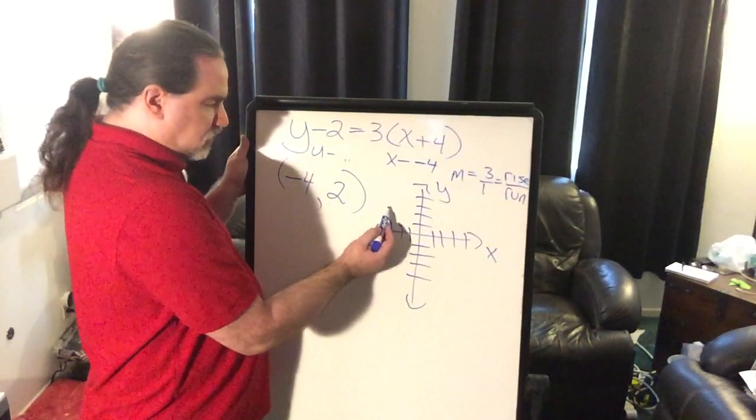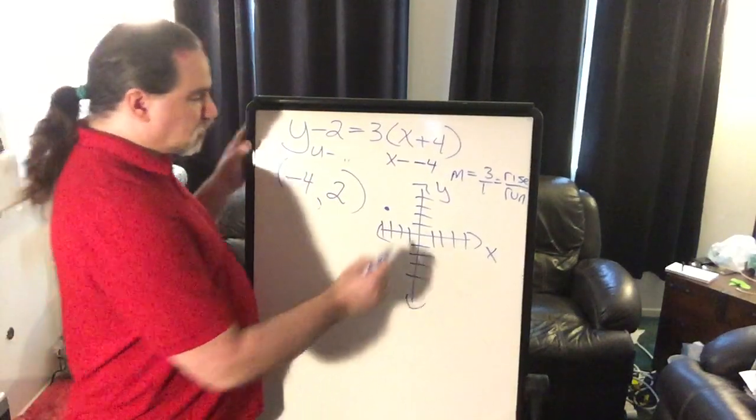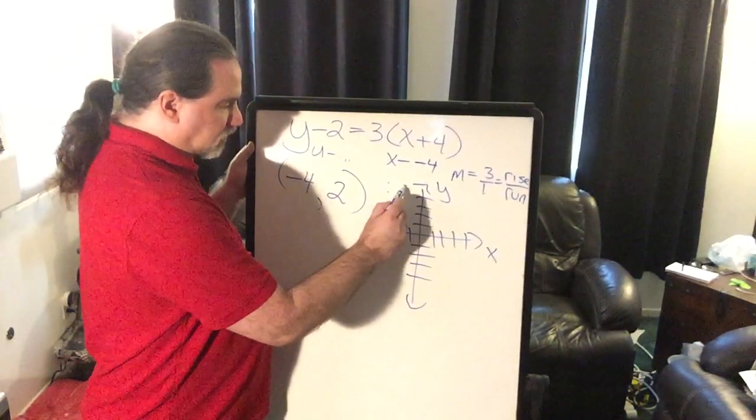Negative 4 comma 2 is right there. That's my point. And my slope is 3. So I'm going to go up 1, 2, 3, and I'm going to go over 1.